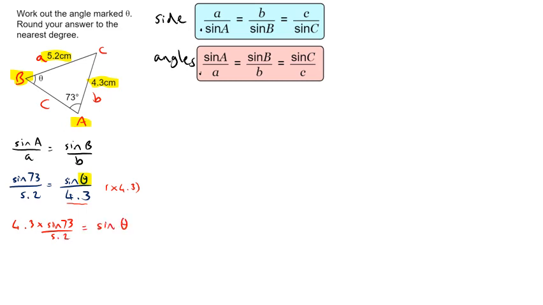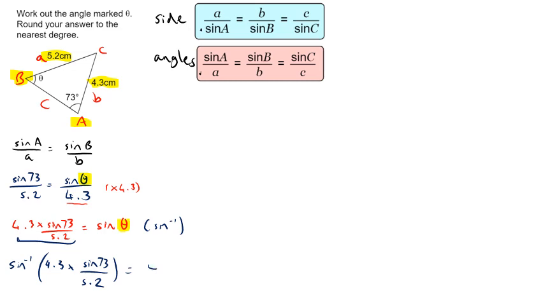But we've still not got theta by itself, because now we've got sine theta, and I still want to get theta by itself. So I need to do the opposite, the inverse of sine. The inverse of sine is written as sin to the power of minus 1, like that. So what I do now is on the left-hand side, I get sin minus 1. And then this entire term comes in here. So 4.3 times sin 73 over 5.2 equals theta.